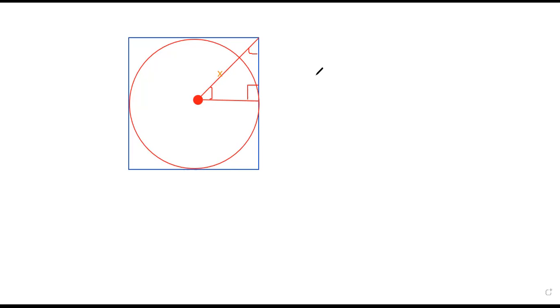If this is x, and you are using the Pythagoras theorem, then one thing more: if these angles are equal, this is 45 degrees and this is also 45 degrees, so this side must be equal to this side. If both are a and a, then x square is equal to a square plus a square, because these two sides are equal. So we will get x square is equal to 2a square.